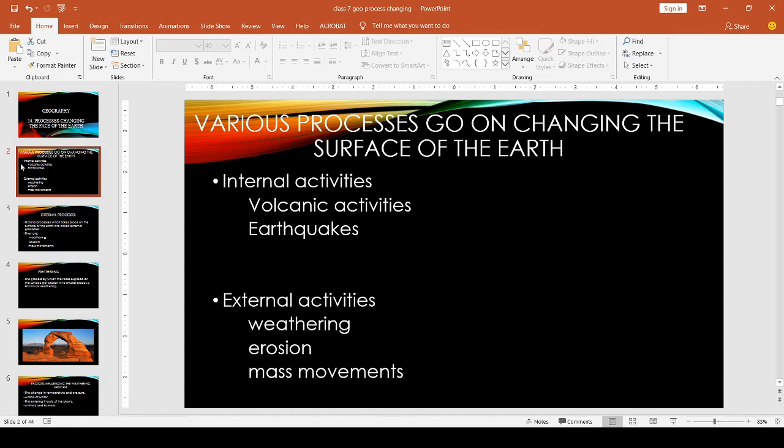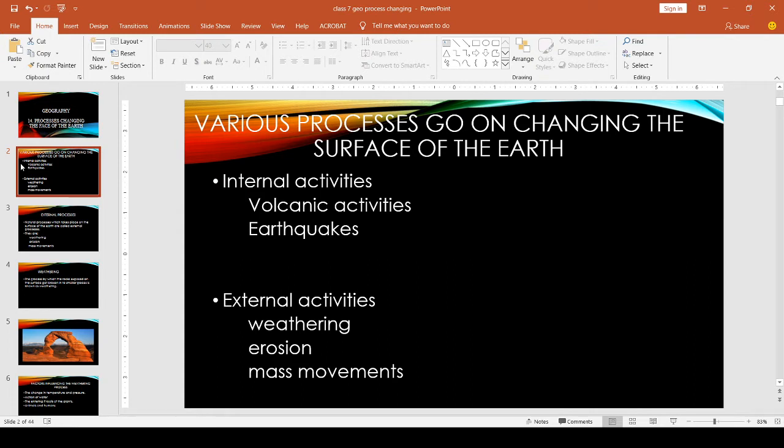Various processes go on changing the surface of the earth. In the previous chapter, we learned some of the processes that happen inside the earth. Can you say which are those factors? Yes, volcanic activities and earthquakes. Actually, these two activities start from inside the earth, right? So those activities are known as internal activities.